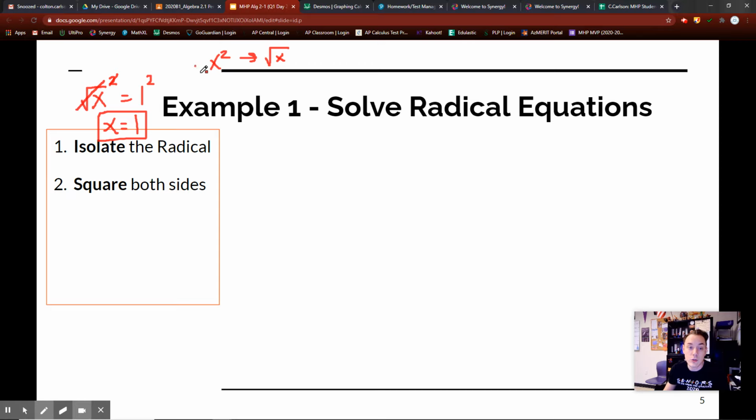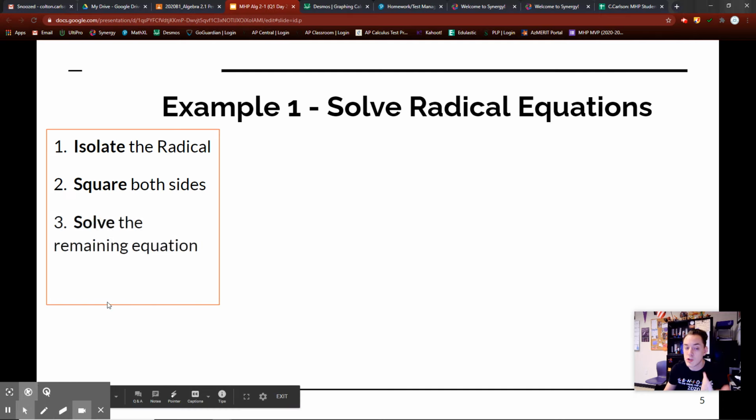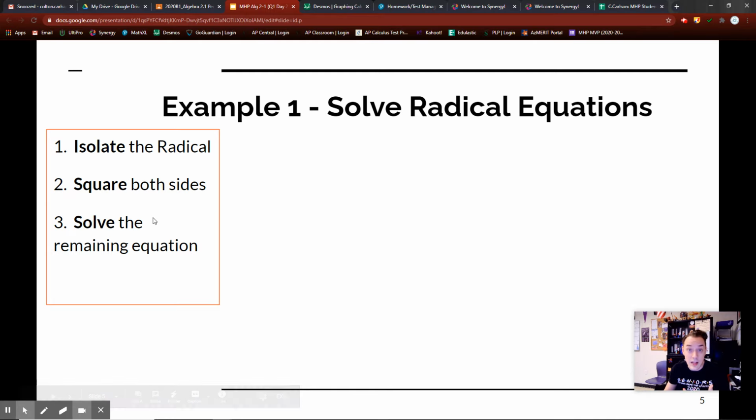So if I take the square root here, I get x. But if I take the square here, I get x. Okay, notice how they undo each other to get just x. And the exact same thing that we're going to be utilizing here, we're going to be using the inverse properties. So that's the basic strategy we're going to be utilizing when squaring both of these sides. We're going to solve the remaining equation, so that's when we actually solve for x. And of course, we want to check.